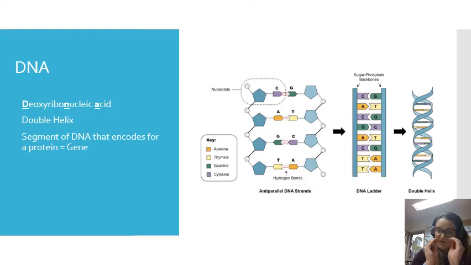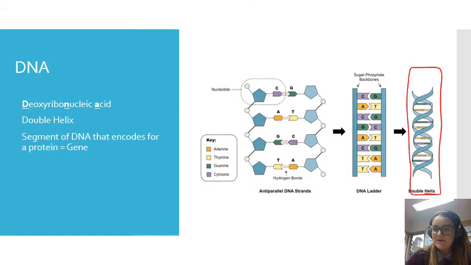Now let's hone in just on DNA for now. DNA stands for deoxyribonucleic acid. It's a double helix molecule, and when we say double helix, it's this fun twisted shape, and we'll talk a little bit later on why it's so twisted. But basically, it's the unit of inheritance for all living things, and one segment of that DNA is what gives us a gene, and a gene is a segment of DNA that encodes for a protein or some sort of gene product.